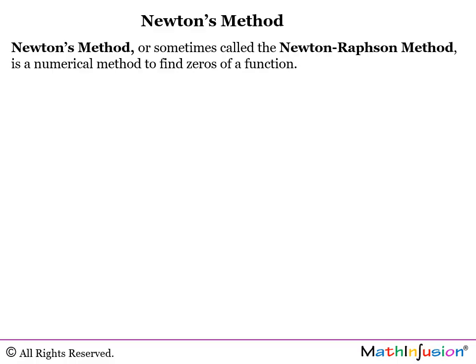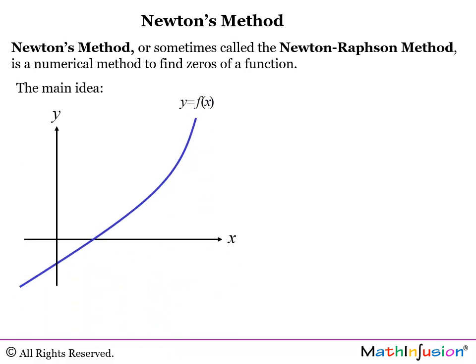Newton's method, or sometimes called the Newton-Raphson method, is a numerical method to find zeros of a function. Here's the main idea. Here is the graph of the function y equals f(x).